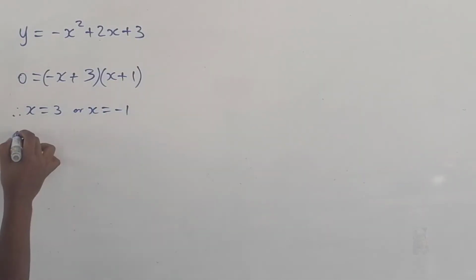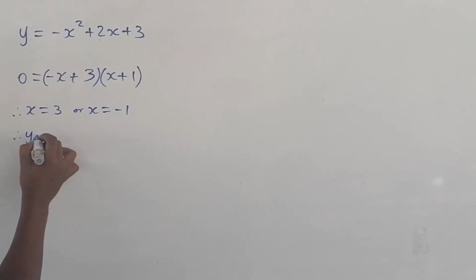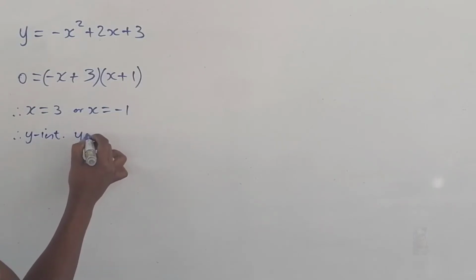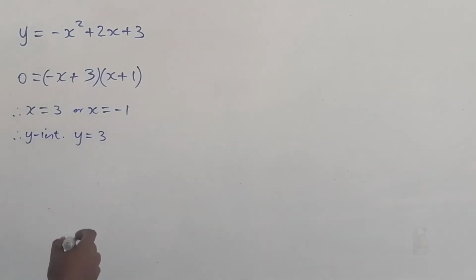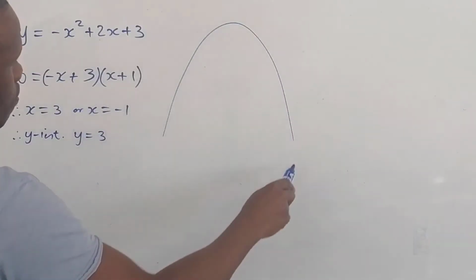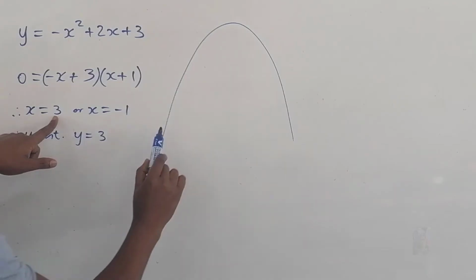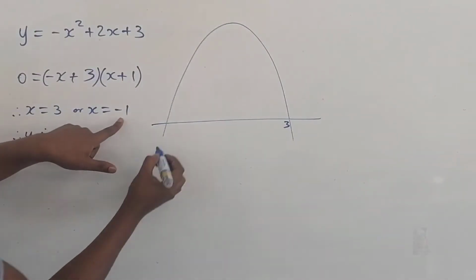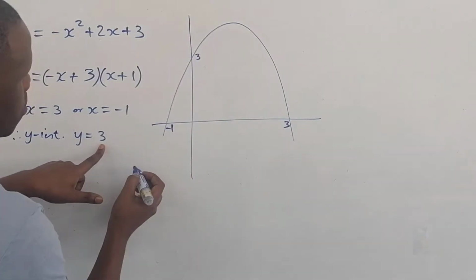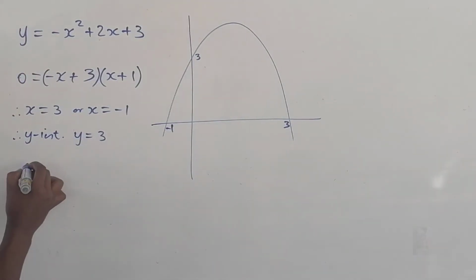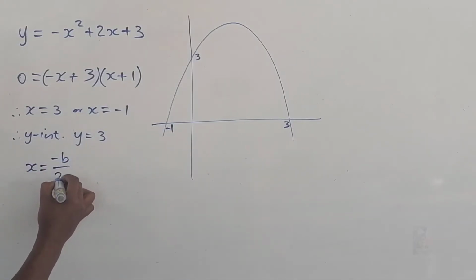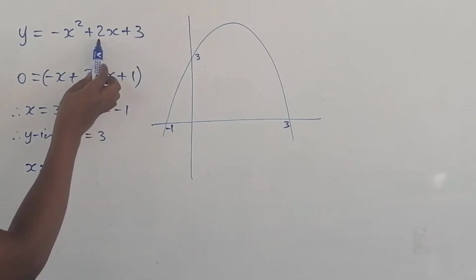Then after that, we look for the y-intercept. The y-intercept is always the value of c. So that means y is equal to 3. Since we know that this is a maximum turning point, when we draw our curve, we will draw it following the maximum, and then we can locate each intercept in this way. The next thing will be to look for the axis of symmetry in order for us to find our turning point. So let's go ahead and do that.